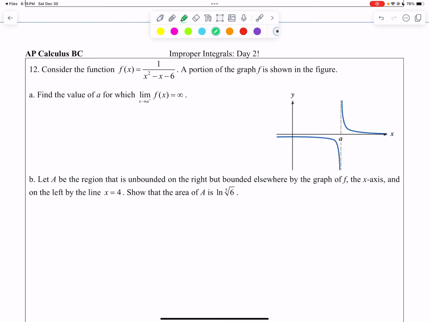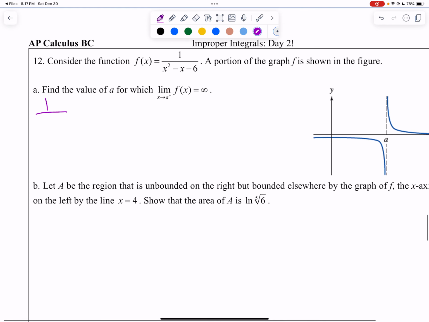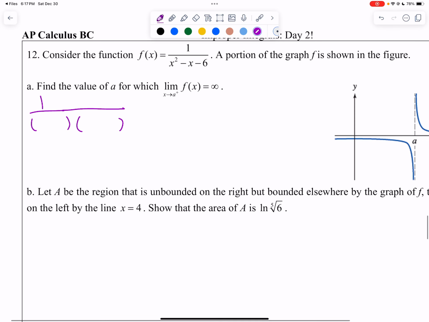All right, so we have 1 over x squared minus x minus 6, and a portion of the graph of f of x is shown in the figure. We want to find the value of a in which the limit as x approaches a to the right of f of x is infinity. Well, in order to do that, we probably need to figure out my denominator and factor that out. So that's going to be x minus 3 and x minus 2. Nope, plus 2, sorry. X minus 3 and x plus 2, which means that I have an asymptote at 3 and at negative 2.